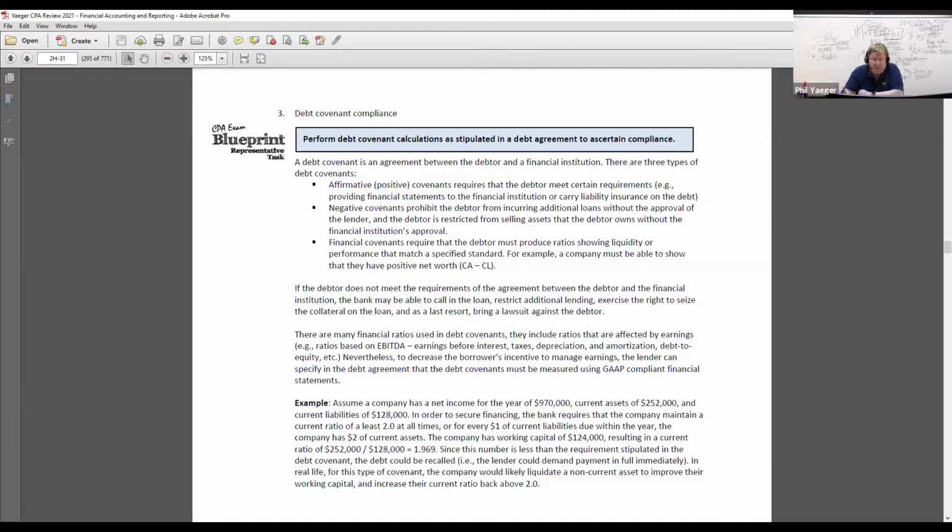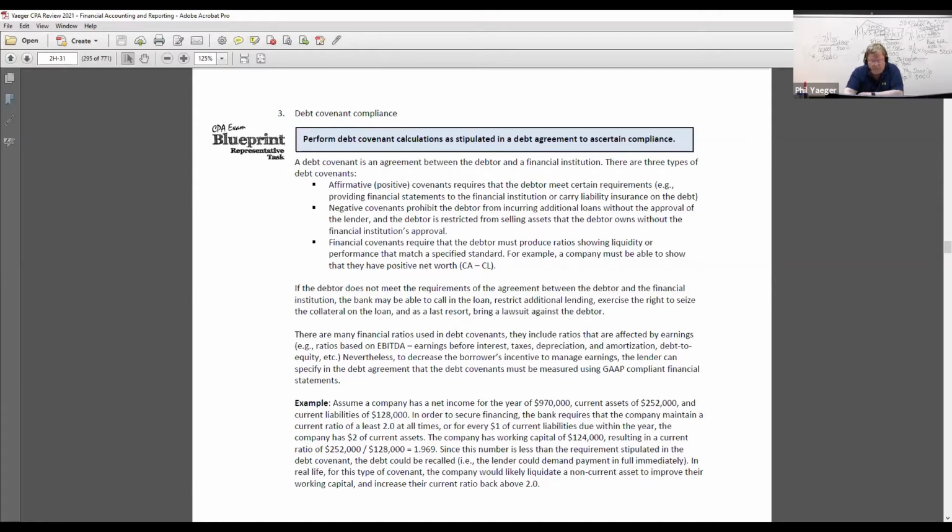Affirmative, or positive, covenants require the debtor to meet certain requirements, such as providing financial statements to the financial institution or carrying liability insurance on the debt. A negative covenant prohibits the debtor from incurring additional loans without the approval of the lender, and restricts the debtor from selling assets the debtor owns without the financial institution's approval. And financial covenants require that the debtor produce ratios showing liquidity or performance that match a specific standard. For example, a company must be able to show they have a positive net worth.